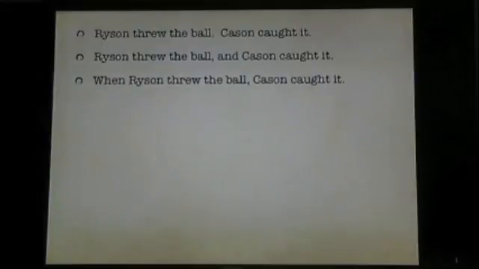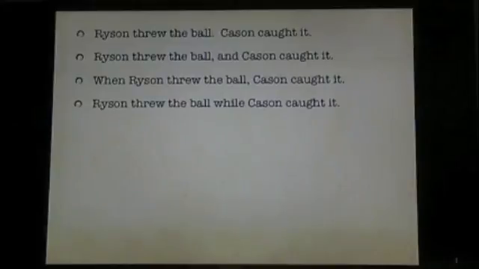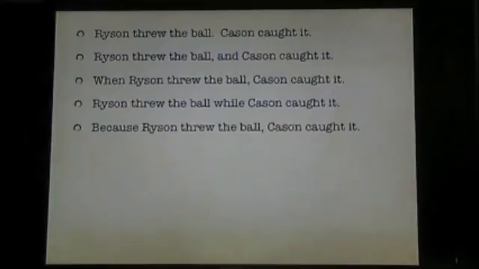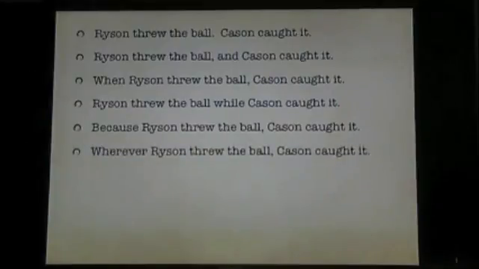For example, "When racing through the ball, Casey caught it." Or, "Racing through the ball while Casey caught it." Or, "Because racing through the ball, Casey caught it." Or, "Wherever racing through the ball, Casey caught it." Or, "Since racing through the ball, Casey caught it." Lots of different options here and variations on how you can combine the sentence. But you only have one subject and verb. "Casey caught it" is the subject and verb in the last sentence. And "wherever racing through the ball" is your phrase, the subordinated part of the sentence in that last sentence up there on the screen. So far we have 3 options.